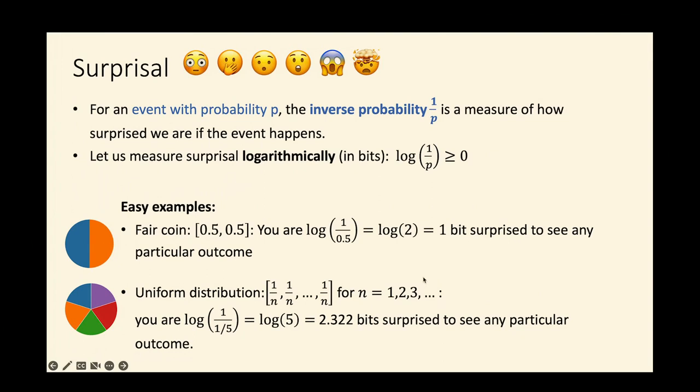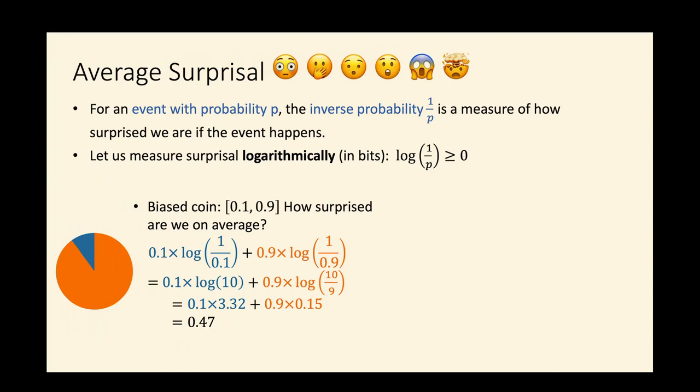Okay, now let's look at the other examples of distributions. Let's look at the uniform distribution. In this case, we are log of 1 over 5, so that's log of 5, so 2.322 bits surprised to see any particular outcome. So just one sample from this distribution gives us roughly 2.3 fair coins of surprise value. So it gives us a measure to compare, literally. If you do two samples, we have 2 times this, so that's roughly like 4.6 fair coins. So we can actually compare surprise, we can measure how surprised we are. And that's going to be the key for the next thing.